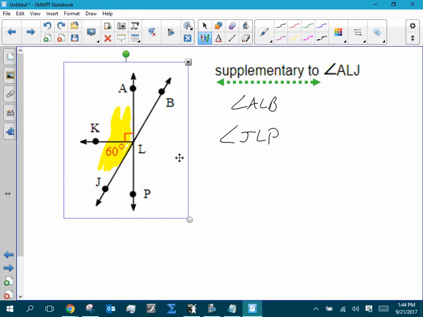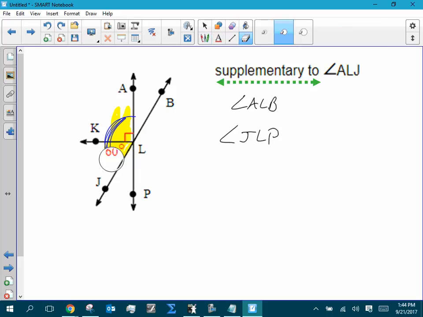But now I'm going to go through here and I say, okay, that's 90 degrees. Would you guys agree with that? Or sorry, not 90. 90 plus 60, so it's 150. Okay? So now, if I can find another angle up there anywhere that is 30 degrees, will the 150 and the 30 be supplementary? Yeah. But the issue we run into is there's no angles up there, other than JLP and ALB, that we can identify as being 30 degrees. Does that make sense to everyone?